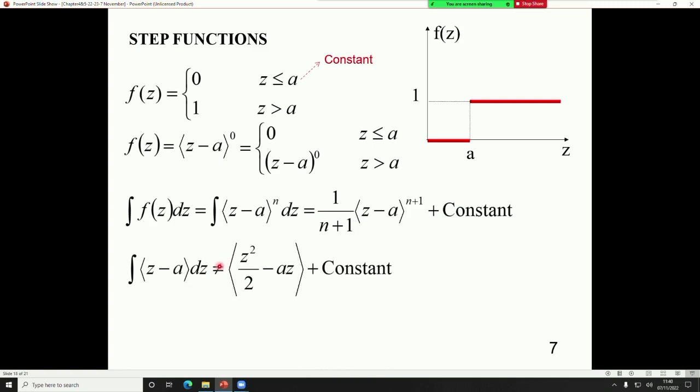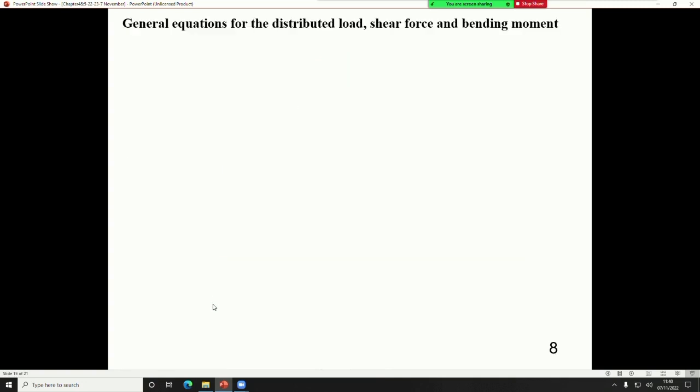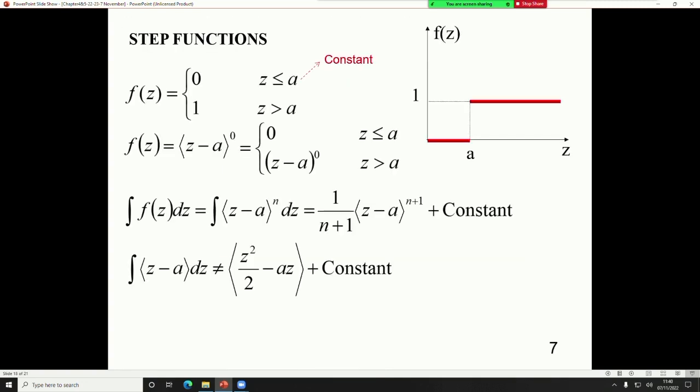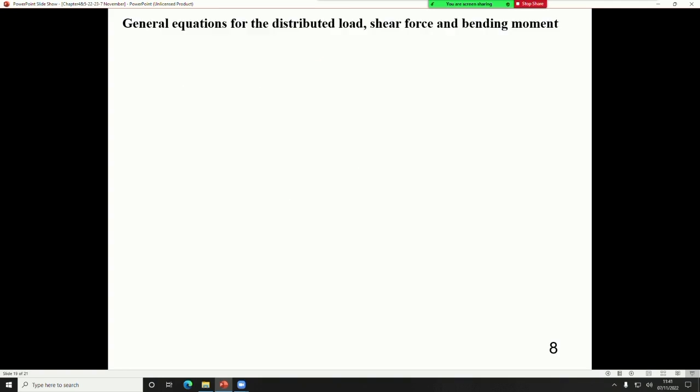Can you see this sign here? Any question regarding slide 7? Yes, I'm just refreshing your memory. So we move on to slide 8. What is the distributed load here equal to? No distributed load? 0. 0, very good.